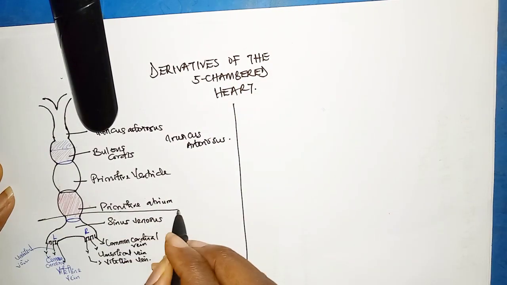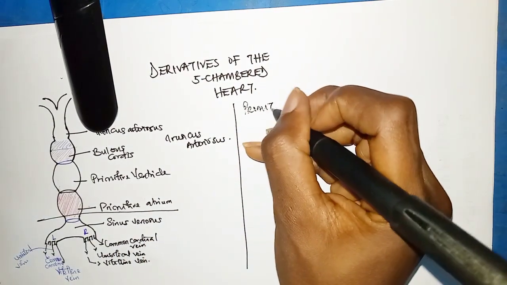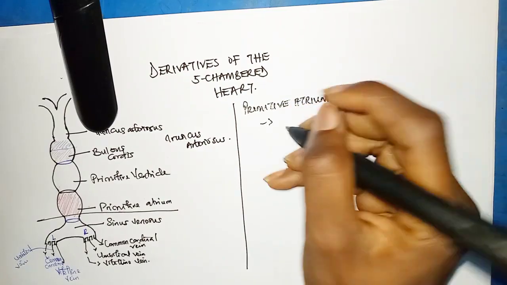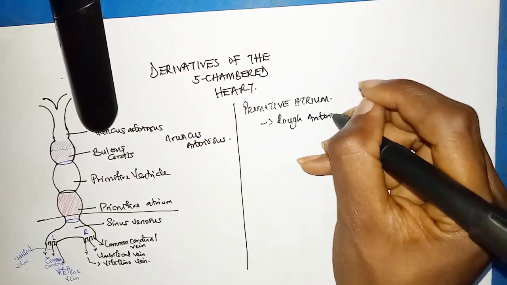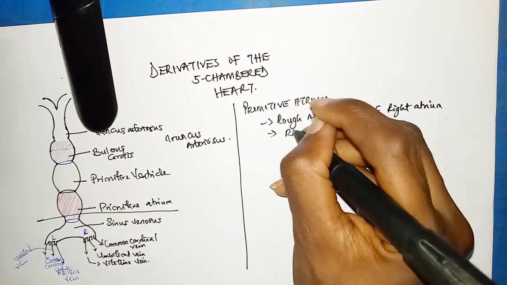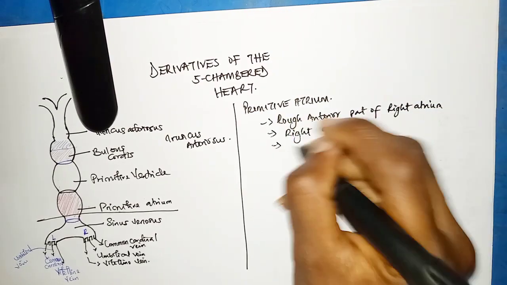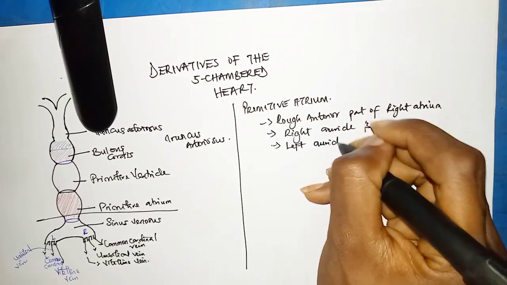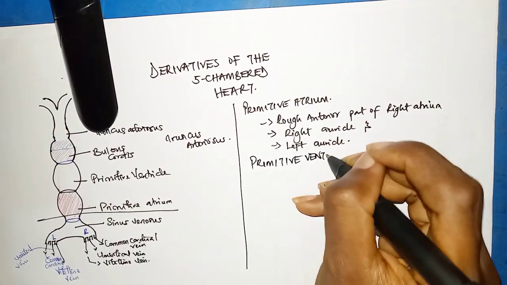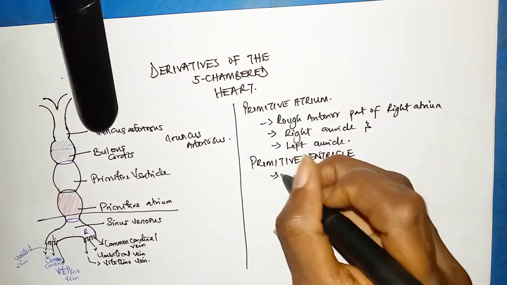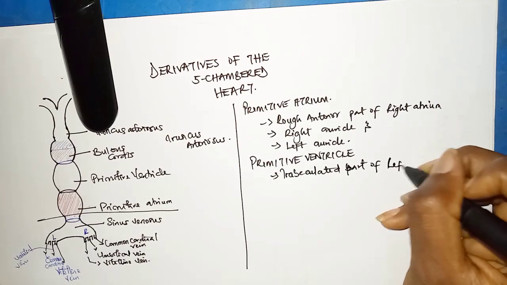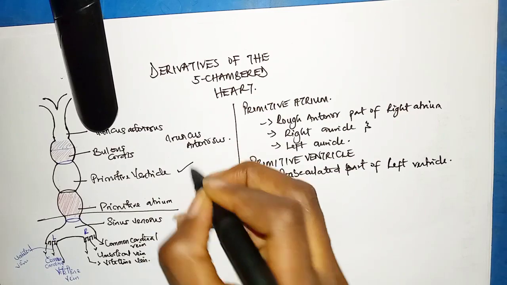So now the derivative of this are into different parts, right? So we'll be starting from here, this region. Now our primitive atrium gives rise to the rough anterior part of the right atrium, right auricle, and left auricle, right? Our primitive ventricle gives rise to the trabeculated part of the left ventricle.